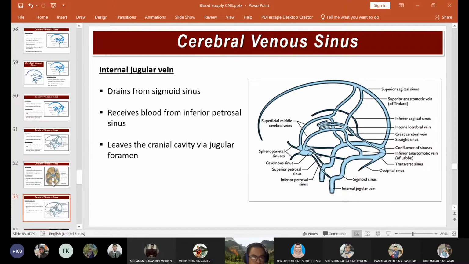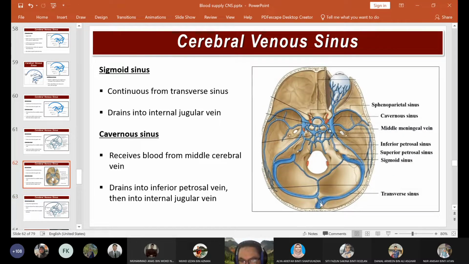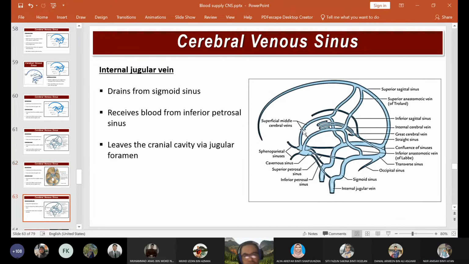Again, this is another picture. Sama je. This is transverse sinus, ni superior view, and then sigmoid sinus masuk IJV. Transverse sinus, sigmoid sinus, IJV. Boleh nampak? Can you follow? Yes or no? So far so good, Doctor. Very good. Excellent.